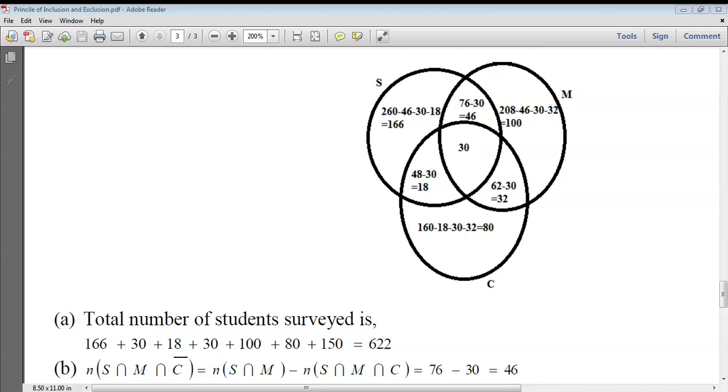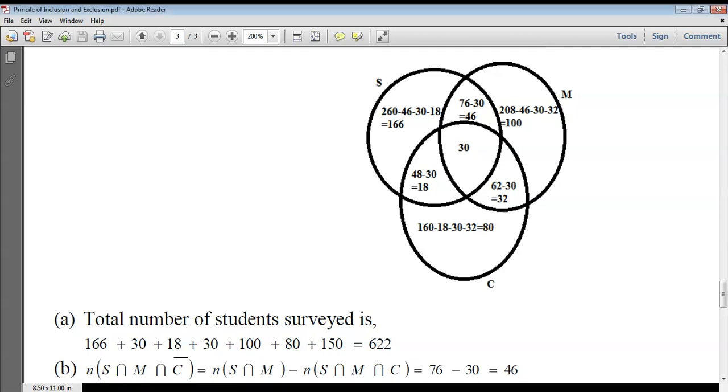Now 30 represents the common value. 30 represents the number of students who are taking all three: stat, math, and computer programming. From the given data, the number of students who are taking both stat and math is 76.